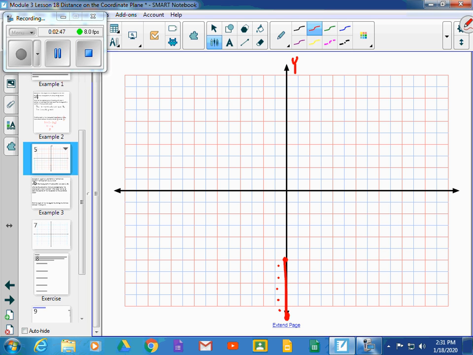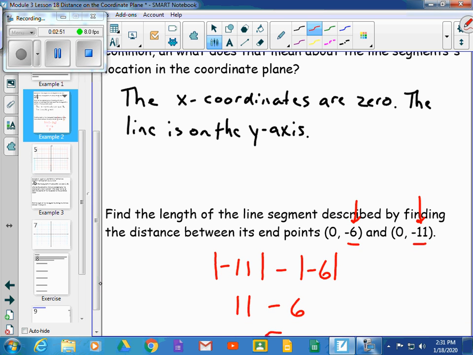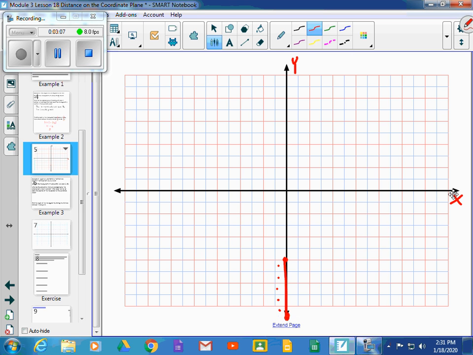When both y-coordinates are the same sign, either both positive or both negative, what that means is that the points are going to lie on one side of the x-axis. Notice this line lies entirely on one side of the x-axis.